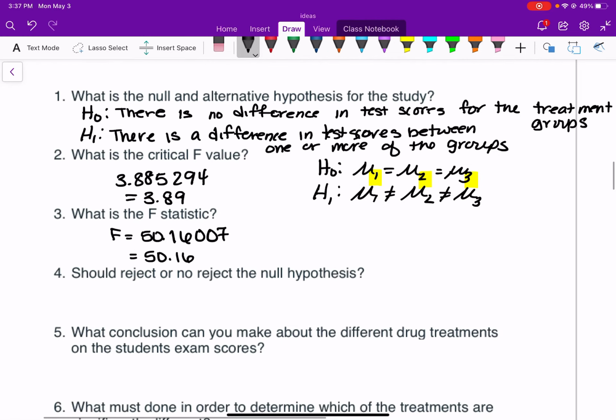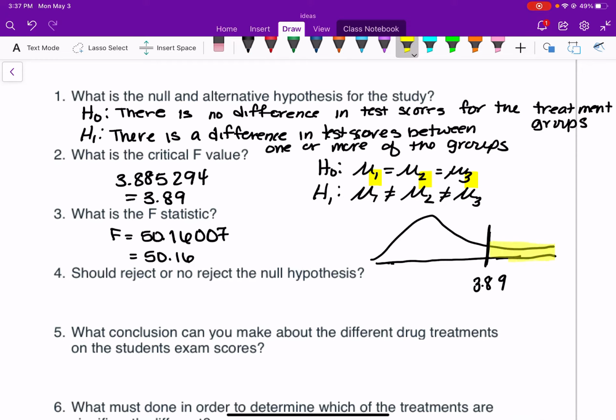The next question is, should we reject or not reject the null hypothesis? Now, what I want you to remember here is if I'm thinking about my F statistic, my graph looks something like this. It's a little bit skewed for the ANOVA. And we have a critical value right here at 3.89. And what we're saying is anything that falls in this area would be to reject. Okay? And anything that falls this side would be to not reject.